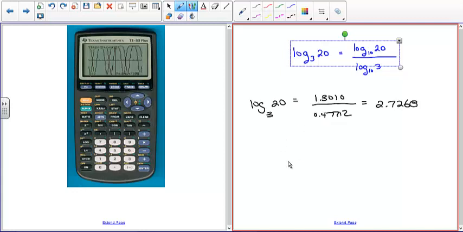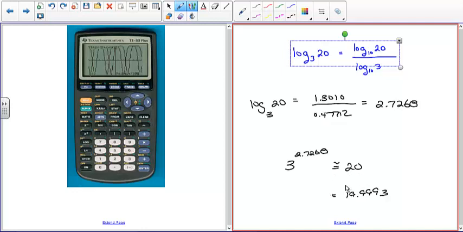and the equivalent exponential statement says that this is your base, so it says 3 to the 2.7268 should equal approximately 20. It's approximately because I've only got five numbers there. Any calculator will do exponentials, so let's plug this in. We take 3, raise it to the 2.7268 power, and what you'll get is 19.9993.